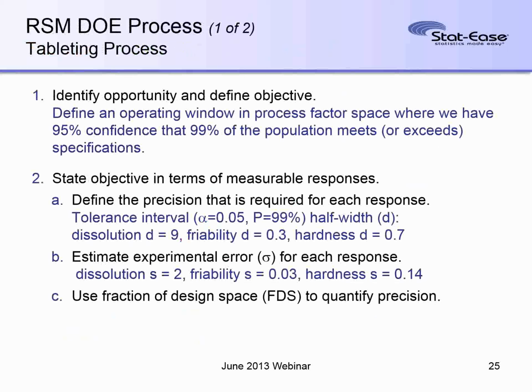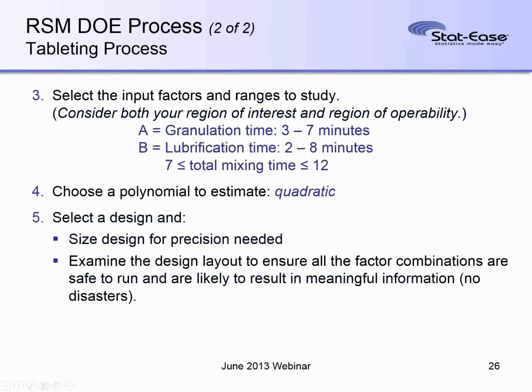You also need to get some estimate of what the standard deviation is going to be, some guess at it. Usually you can get that from historical data. Sometimes you have to get it from a pilot study, and sometimes you just have to guess. If you're a subject matter expert, your guess is as good as anyone's. And then we're going to use something called fraction of design space to quantify the precision. A little more on that later.